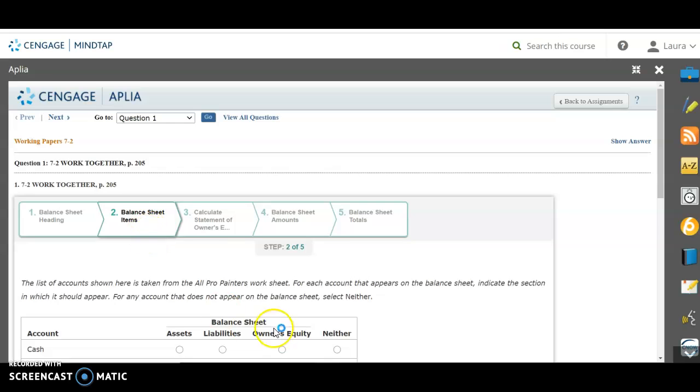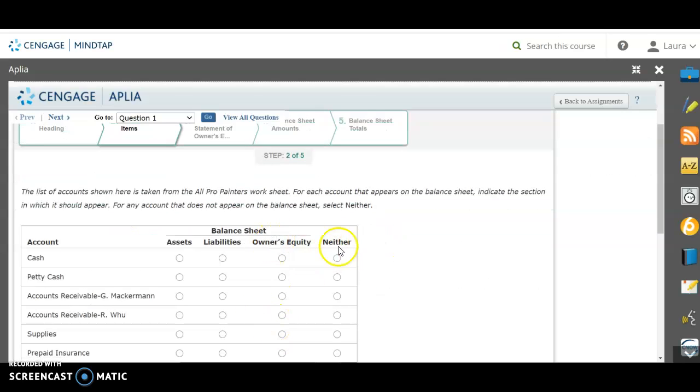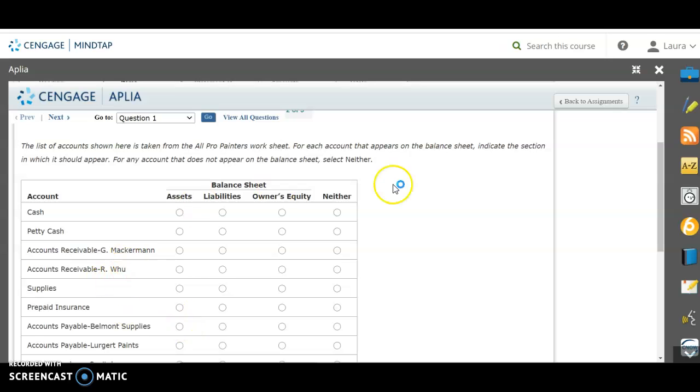Step 2 is the balance sheet item. This is just like the checkbox before, where we're going to fill in what is considered an asset, liability, owner's equity, or neither. This should be relatively simple for us. This is just review. We know that all assets are usually listed at the beginning. So cash is an asset, petty cash is an asset. Anything with accounts receivable is considered an asset.